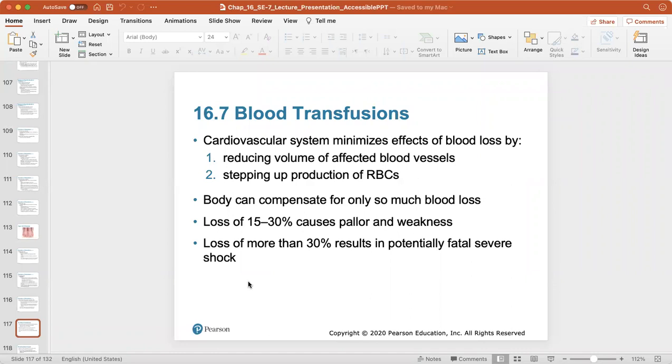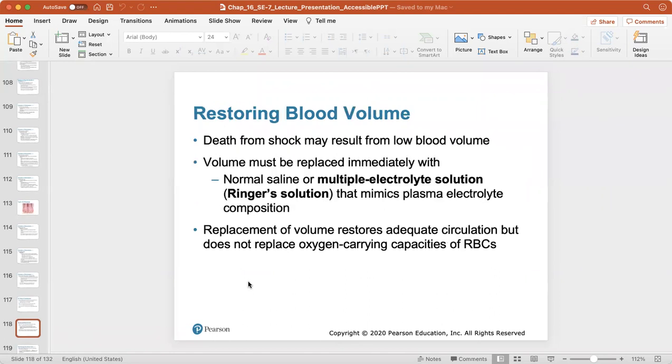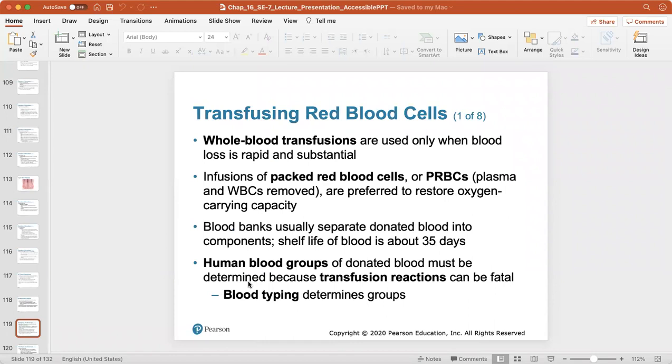The cardiovascular system minimizes effects of blood loss by reducing volume of affected blood vessels and stepping up production of red blood cells. So here we're going to get into blood transfusions a little bit. Restoring blood volume: volume must be replaced immediately after shock. Normal saline or some sort of electrolyte solution can be given. Whole blood transfusions are used only when blood loss is rapid and substantial. Infusions of packed red blood cells will be preferred to restore oxygen carrying capacity. And here is where we're going to get into some blood typing and the human blood groups that we'll talk about now.